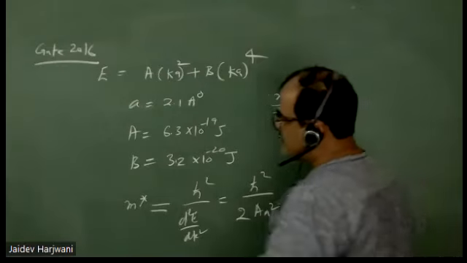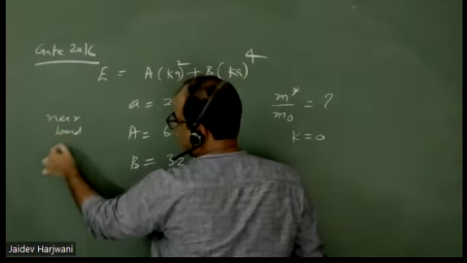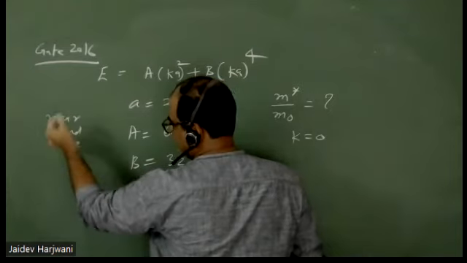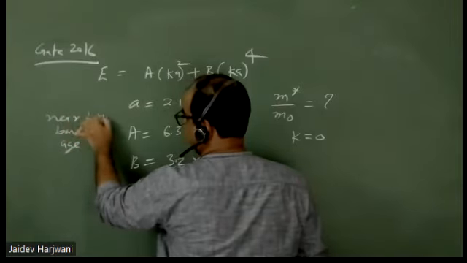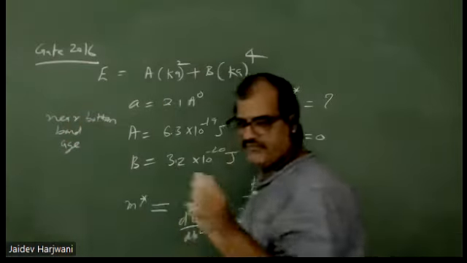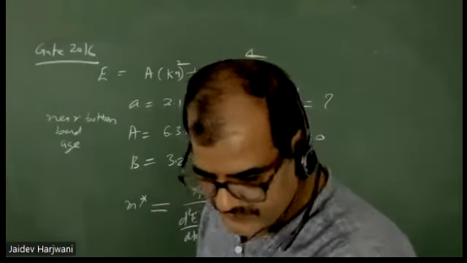So that means this question is asked near the band edge. Near the bottom of the band edge, right? Yes, correct. Near the bottom of the band edge is where a free particle actually behaves. Okay, so now calculate the ratio.